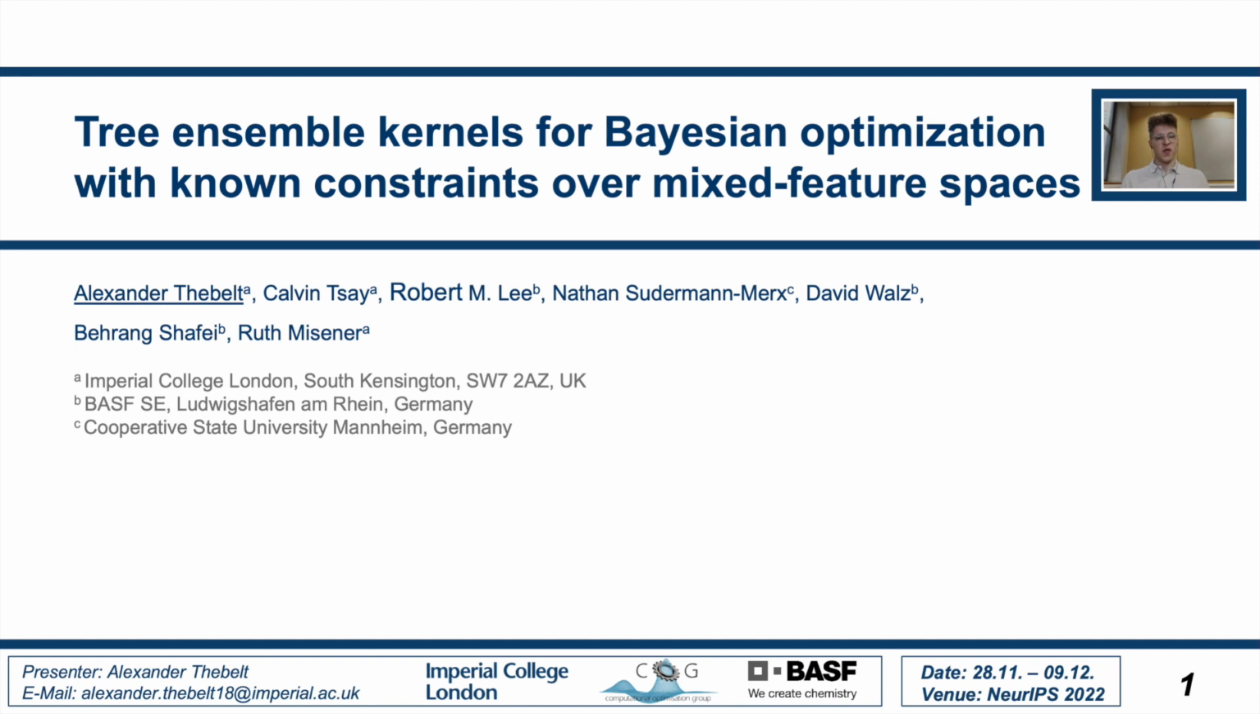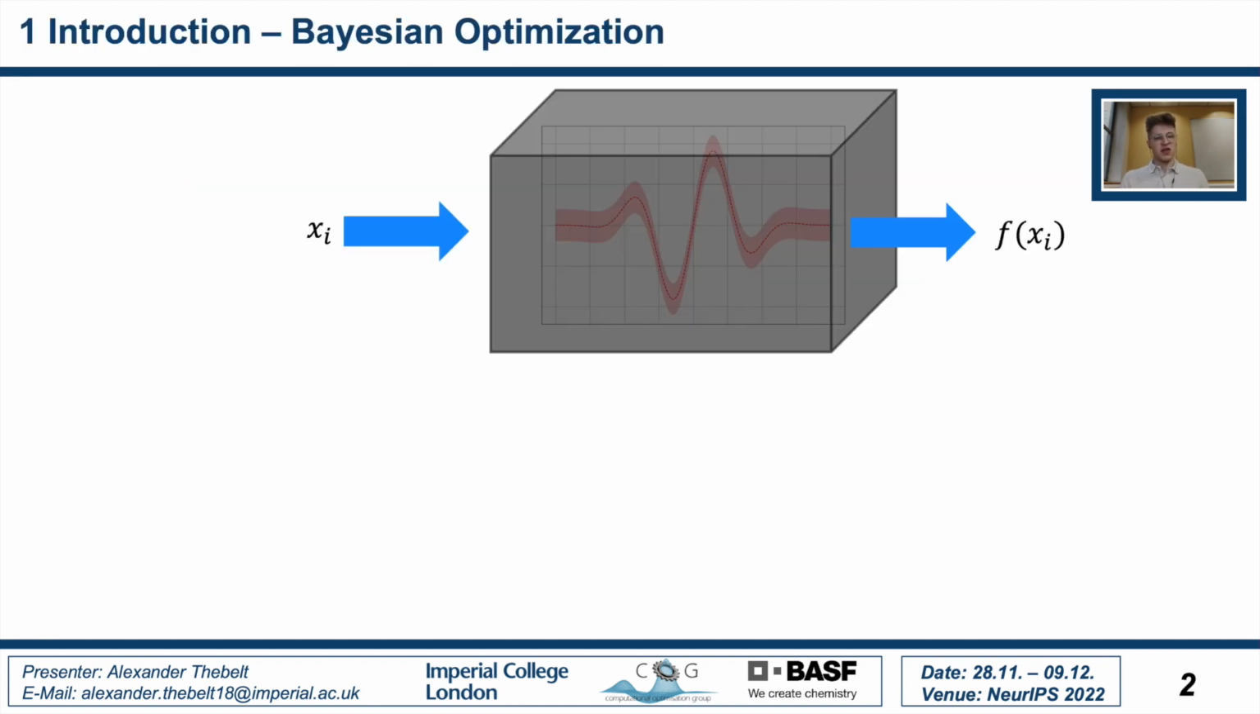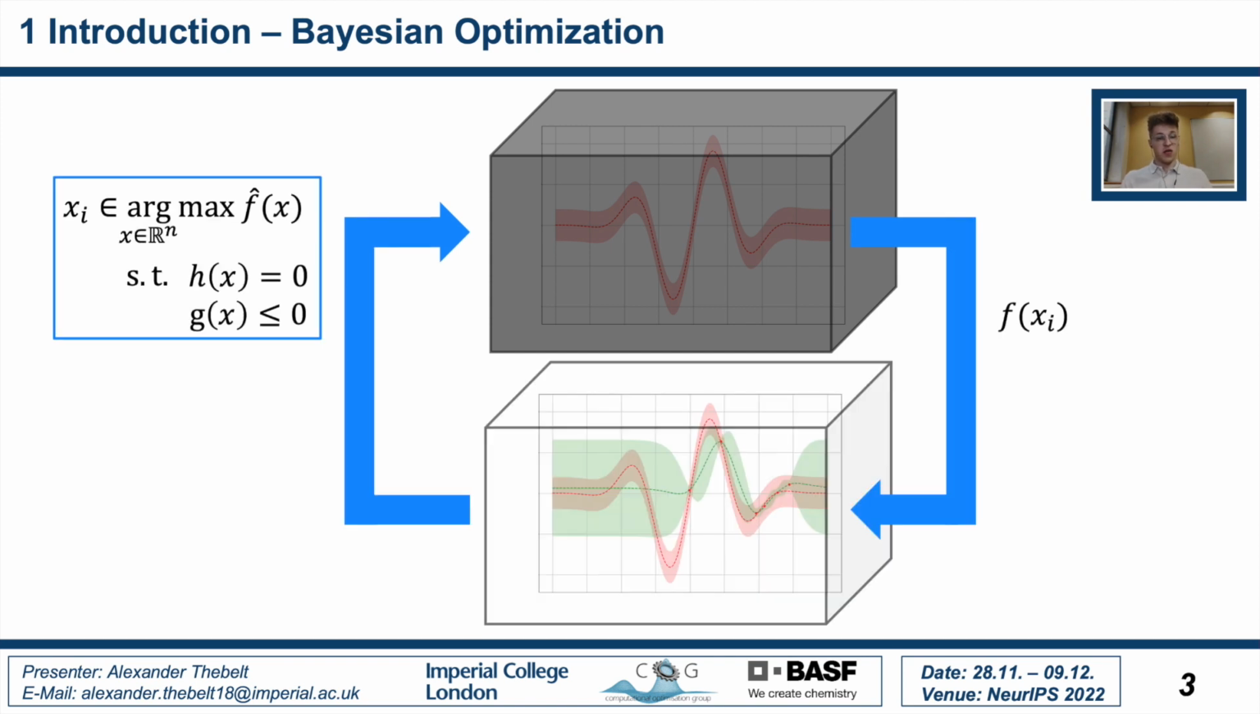And let me start with a quick introduction into Bayesian optimization. The goal in Bayesian optimization is usually to optimize some sort of unknown black box function for which we can query a new input at every iteration and observe its output. And since we don't know the functional form of our black box function, Bayesian optimization deploys a surrogate model that is trained on the available data and learns the black box behavior.